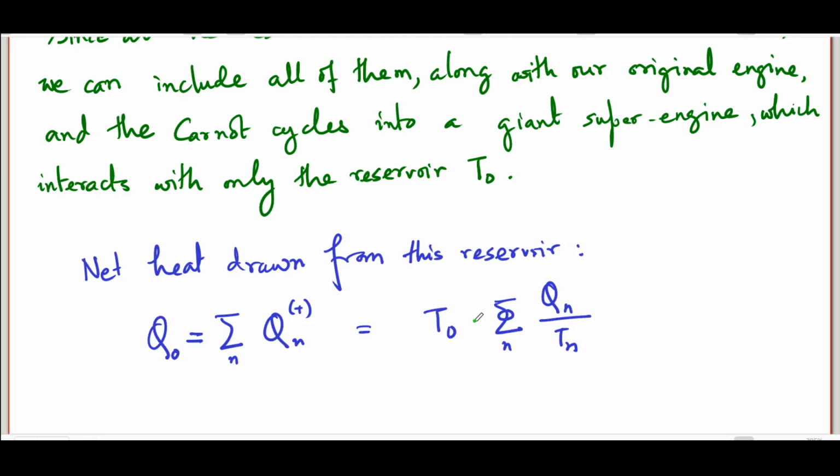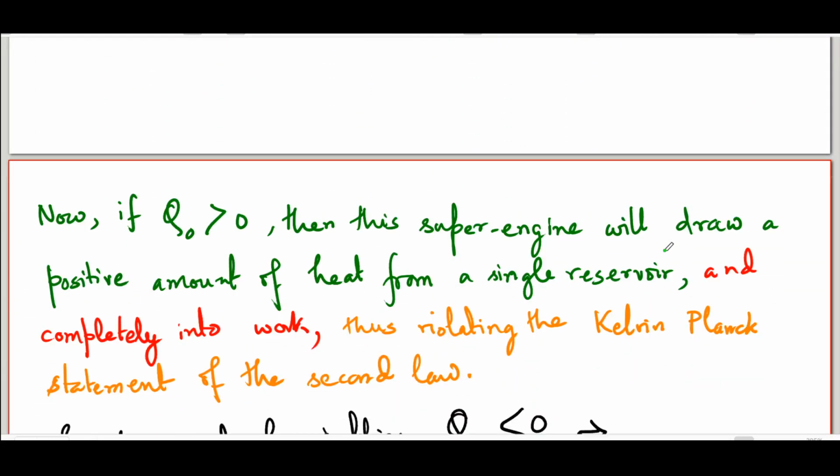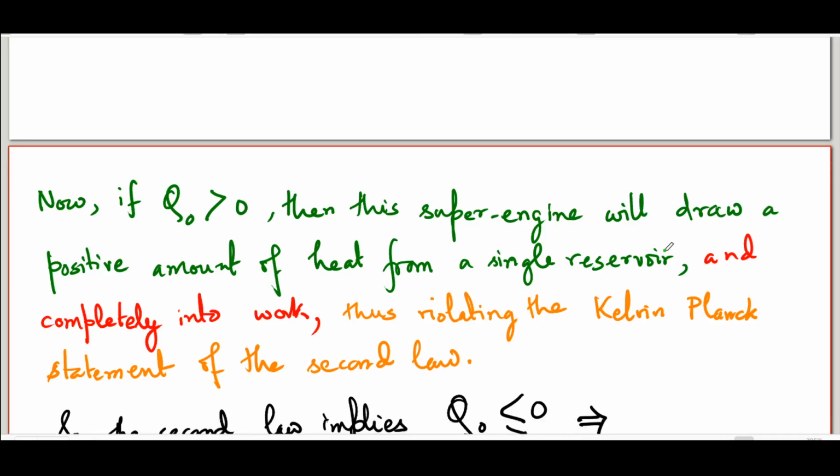Now note that the upshot of all this is that we have this big cycle which interacts with only one reservoir at temperature T0 and draws this much amount of heat. Now, if this heat were positive, then the super engine will draw a positive amount of heat from a single reservoir and convert this completely into work. Of course, it has to convert whatever heat it takes in completely into work, simply because delta U for the entire system, not only our original engine, but all the reservoirs taken together, all the Carnot cycles taken together, is of course 0.